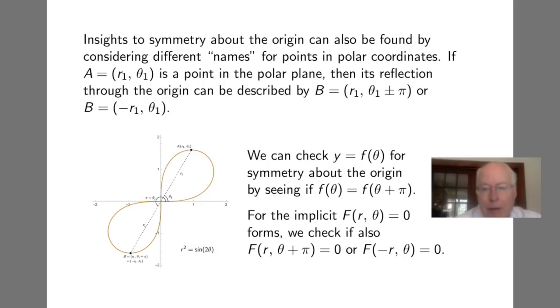We can check if f of theta equals f of theta plus pi. That was the first instance we looked at, but also considering other names for that symmetric point B, if our function is given as f of (r, theta) equals 0 in implicit form, we can also check that f of (r, theta plus pi) is also 0, or f of (minus r, theta) is also 0. And again, both of those last two would indicate symmetry about the origin.